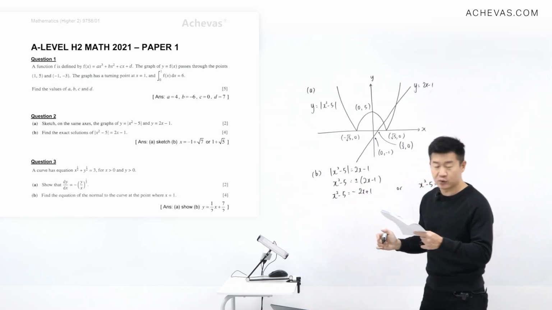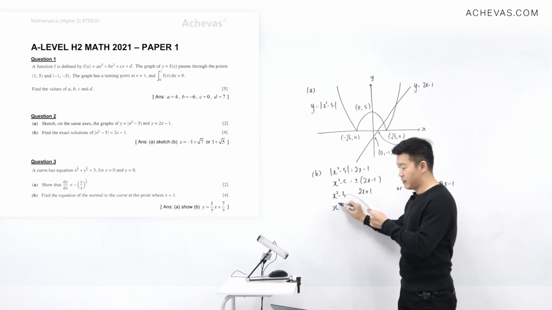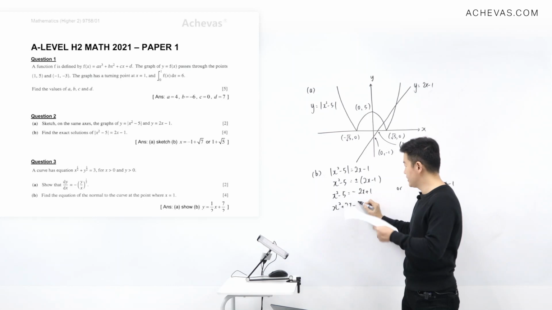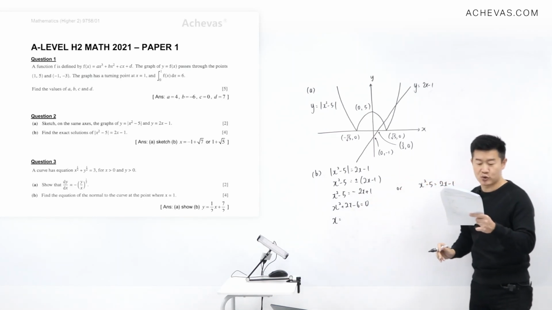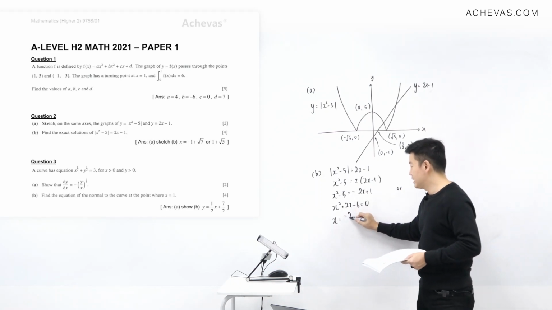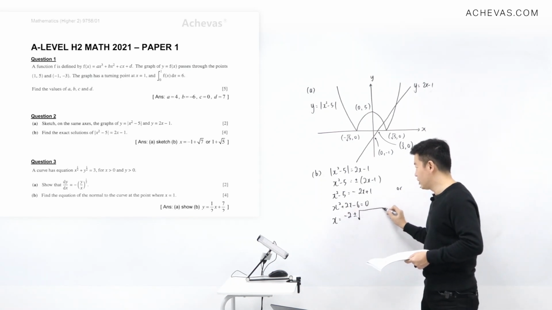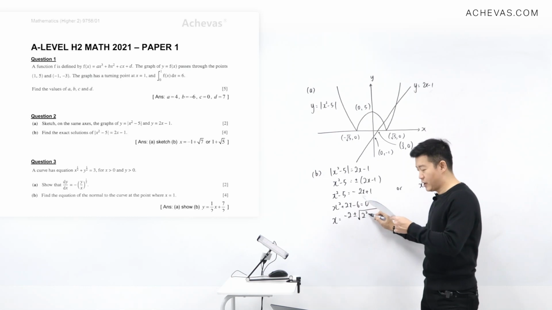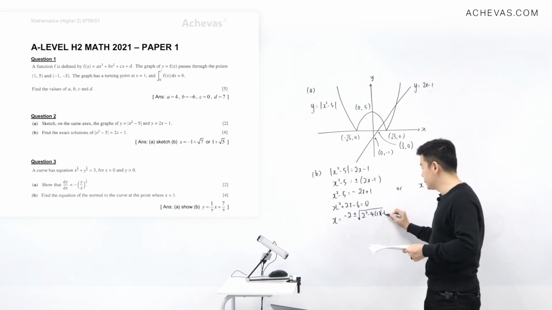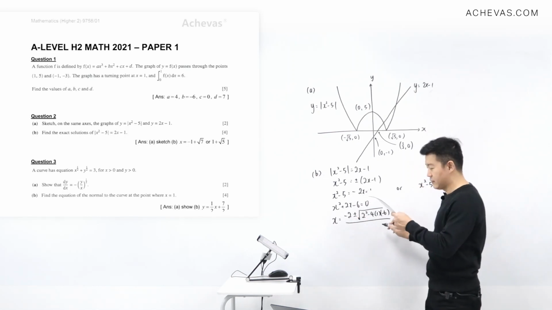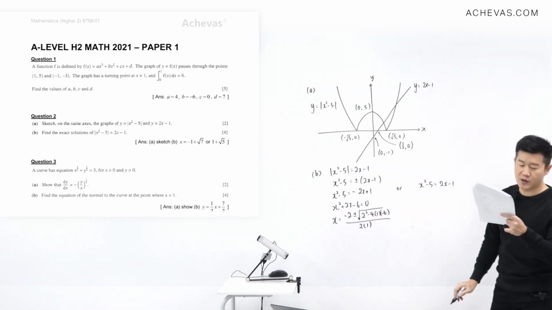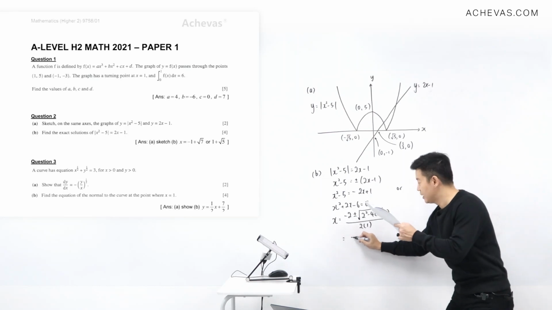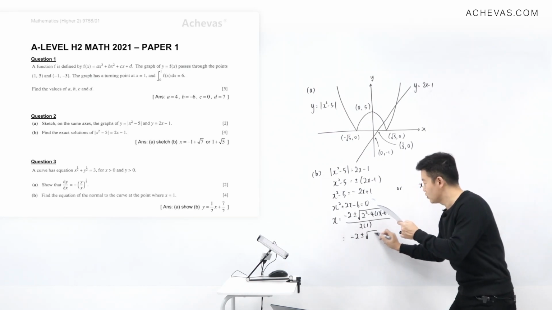I'm going to shift everything over to the left-hand side. So we will have x squared plus 2x minus 6 is equal to 0. To solve for x, let's make use of the quadratic formula. So we have minus b plus or minus square root of b squared minus 4ac, so 2 squared minus 4ac, divided by 2 times a, which is 1. The coefficient of x squared is 1. And this gives me minus 2 plus or minus square root of 28 over 2.